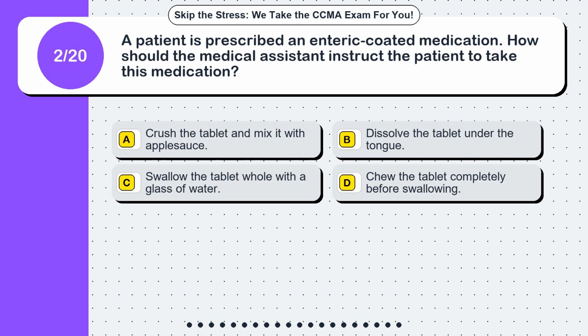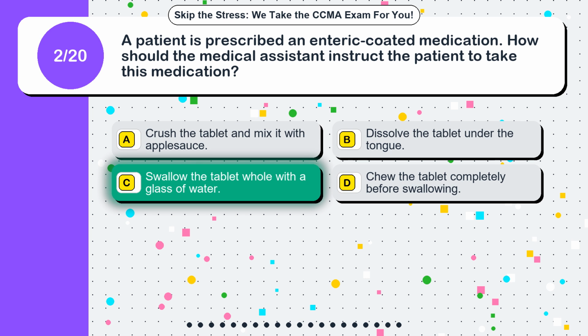Question 2. A patient is prescribed an enteric-coated medication. How should the medical assistant instruct the patient to take this medication? Option A. Crush the tablet and mix it with applesauce. Option B. Dissolve the tablet under the tongue. Option C. Swallow the tablet whole with a glass of water. Option D. Chew the tablet completely before swallowing. The correct answer is option C.